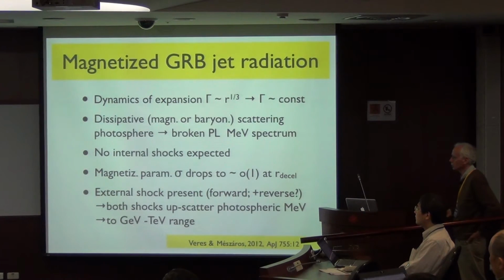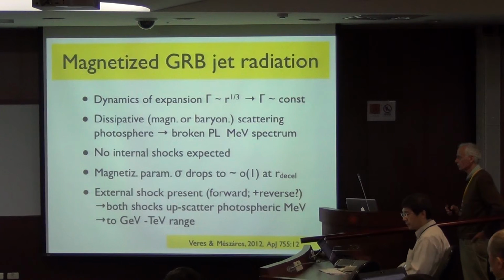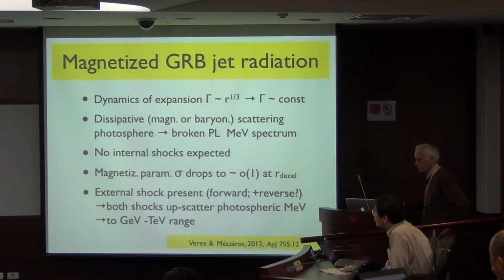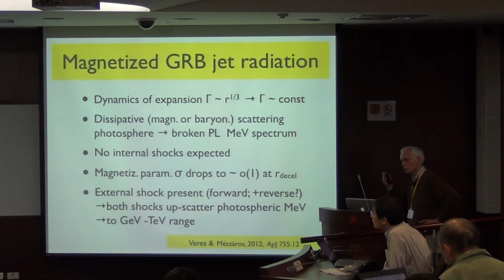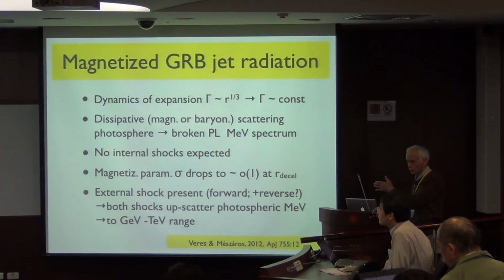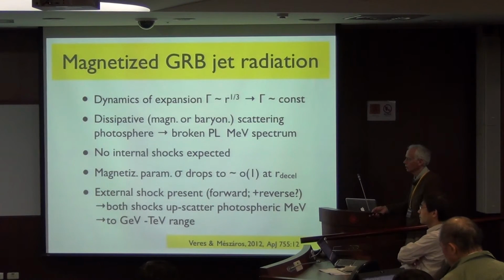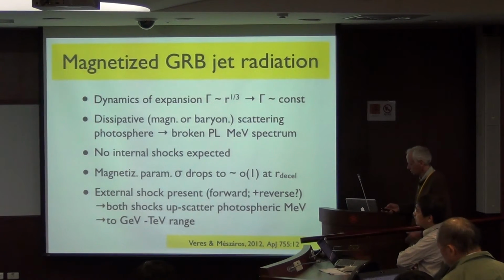And the external shocks might look the same, except if the magnetization is high, then that might suppress the reverse shock. That might be a good thing because the prompt optical flash is generally ascribed to the reverse shock, and it's not observed in the majority of bursts, it's observed only in a minority of bursts. So one might suspect that in fact the magnetization parameter is high, and therefore in most cases you don't have a reverse shock, and also you don't have the internal shocks.